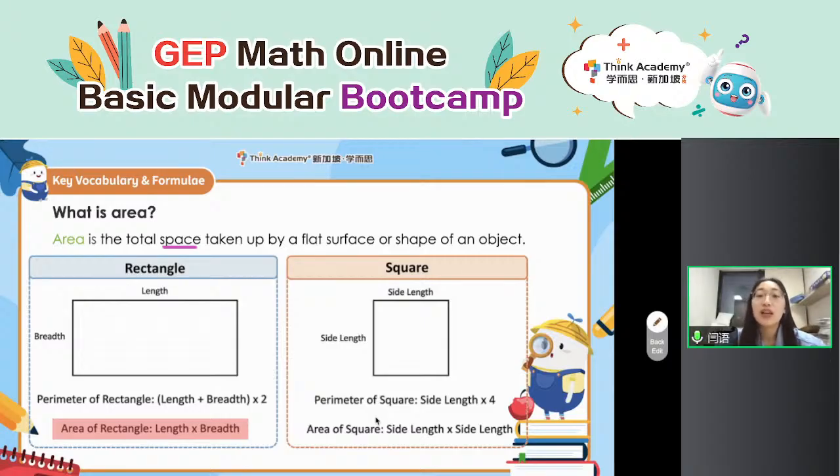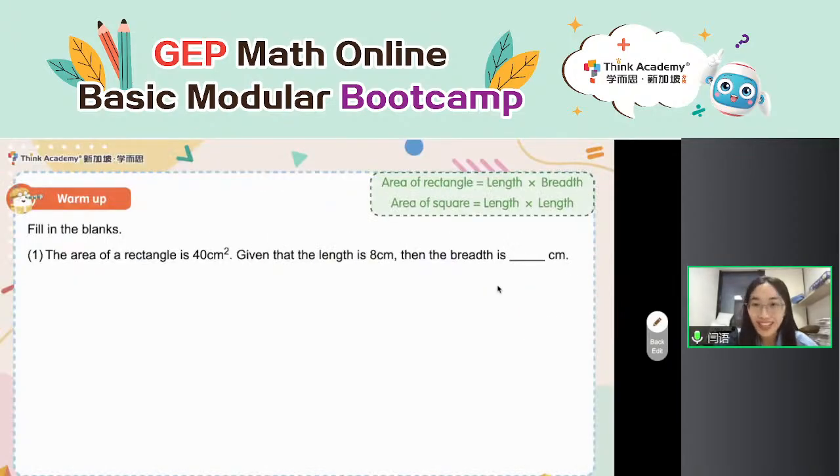And what about the formula of the area of a square? That is the side length times side length, because in a square, you will see that all the sides are equal. That is, the length equals the breadth. So we just call it side length multiplied by side length. Okay, and following this, let me show you some easy questions.